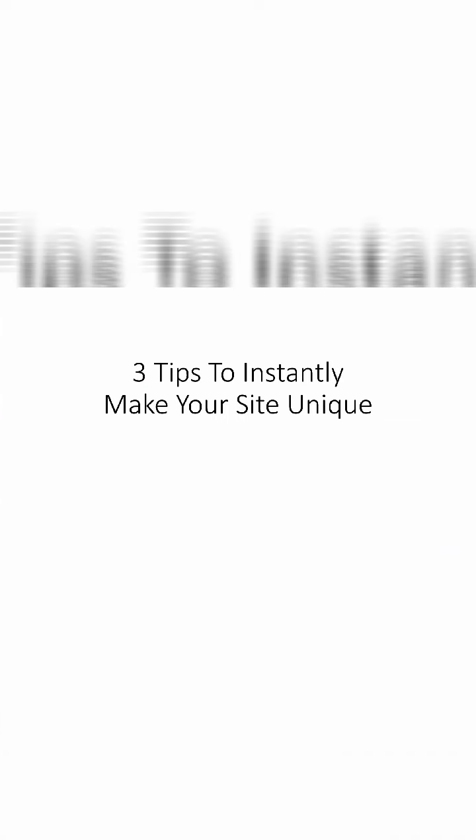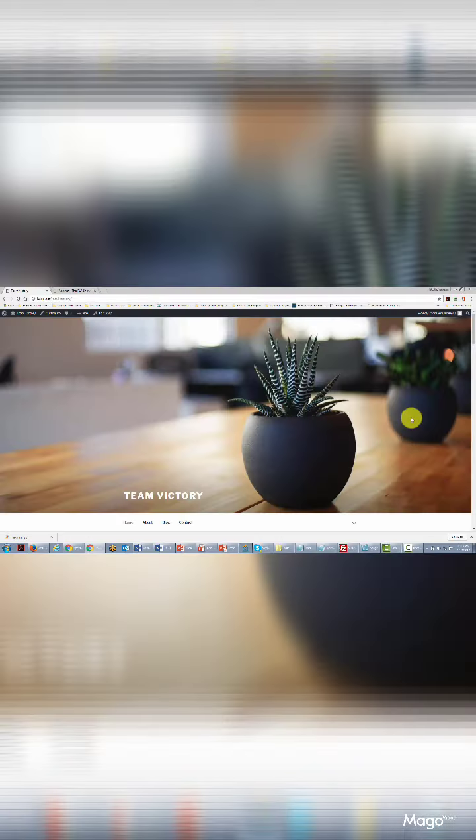Welcome back. Now in this video, we're going to go through 3 things to make your site instantly unique to brand your business. We are now looking at the outside of our site, and what we're going to do is go back into the dashboard area. And the first thing we're going to do is change the menus. And we're going to do that by going to the appearance, and we're going to go to this link that says menus.